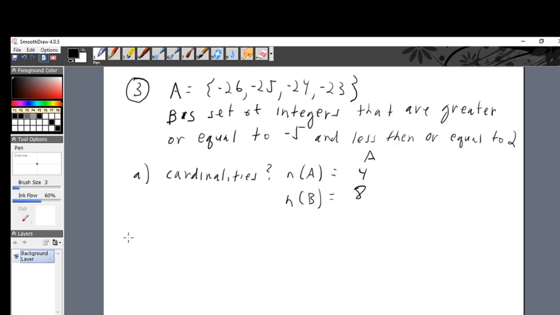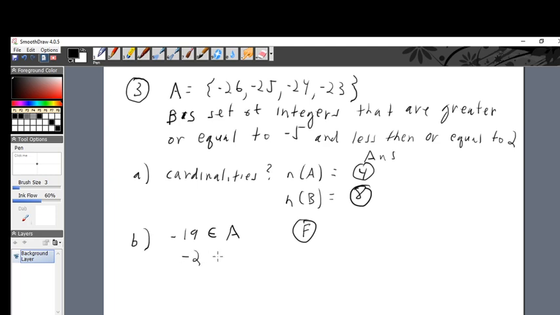Okay, that was step A in 3. Here comes the second part. Here's the question. Is -19 an element of A, true or false? Remember that sign there. Is -19 in A? Absolutely not. This is false. You answer false. Next question.